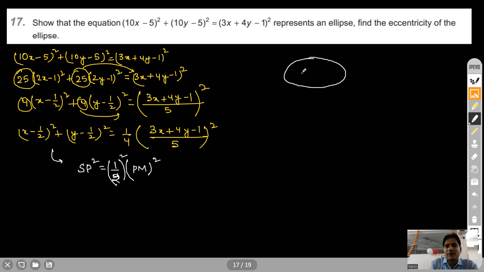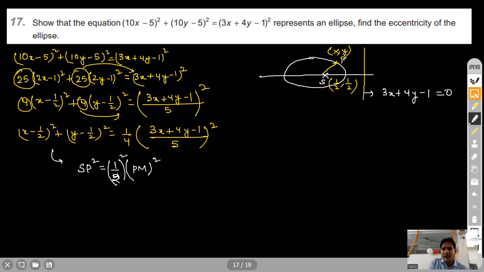Let me draw this ellipse. This is any point S, and this is any point P. And this is any line X. So what I am saying, this SP squared, this distance, this focus, I am assuming its coordinates as (half, half), right? The coordinates of this focus is (half, half). Then let me assume this point P as (x, y), and this line as 3x plus 4y minus 1 equal to 0. And let me write this distance PM.